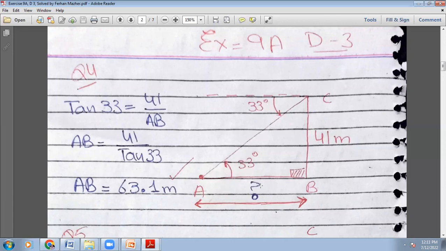So now you can see it's a right angle triangle in which I know this angle, I know the perpendicular, and I want to find the base AB. So I will use tan, the trigonometric ratio between the perpendicular and the base. So tan 33 equals 41 by AB. So AB will be equal to 41 divided by tan 33. In your calculator, you will enter 41 divided by tan 33 equals, and that will be 63.1 meters. So the distance between the foot of the building and the hydrant is 63.1 meters. I hope you understand.